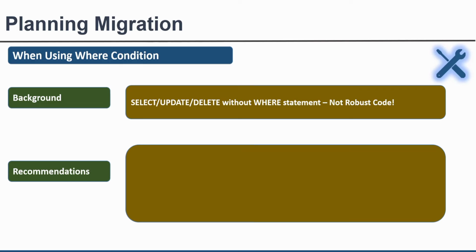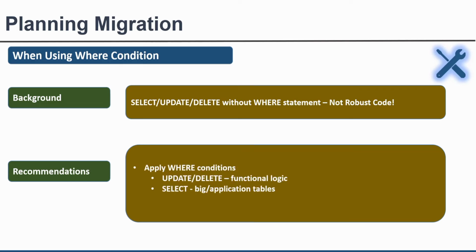Check the functional logic, especially on update or delete statements and the select statements on big or application tables, and apply the WHERE condition wherever possible. If the functional design requires select, update or delete on the entire table, then the message can be hidden with the pragma given in the screen.